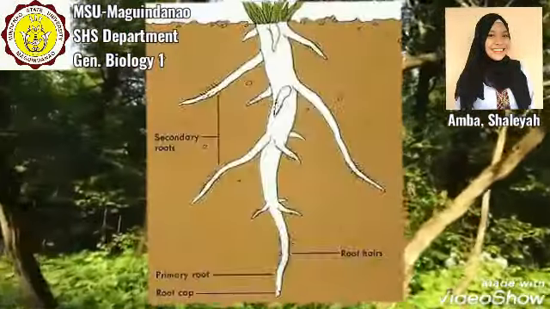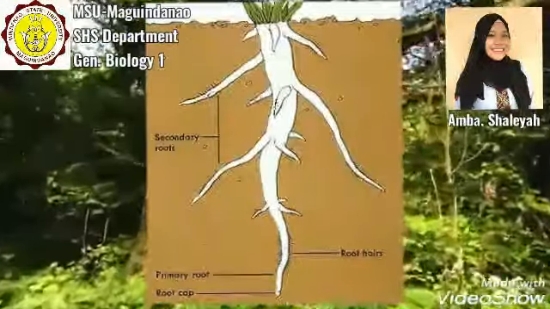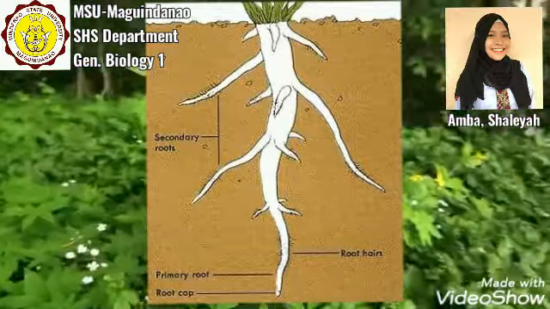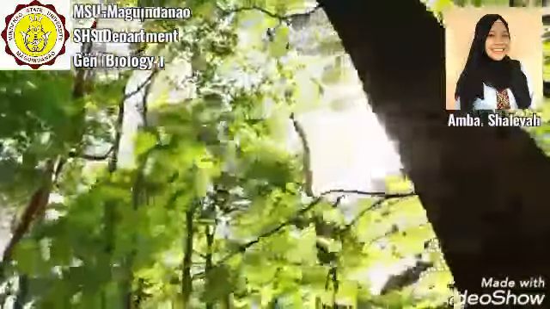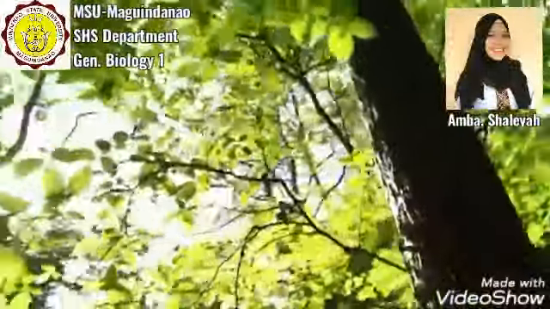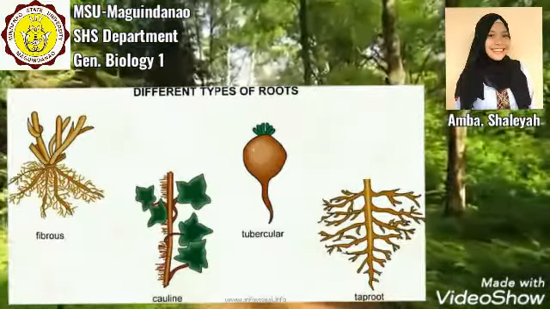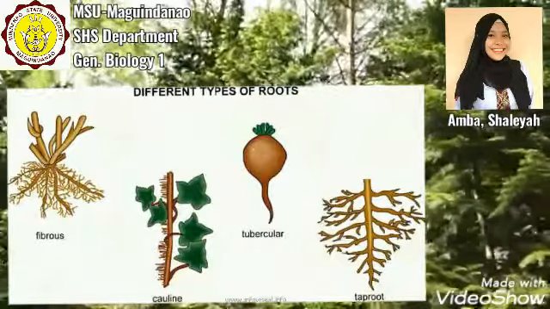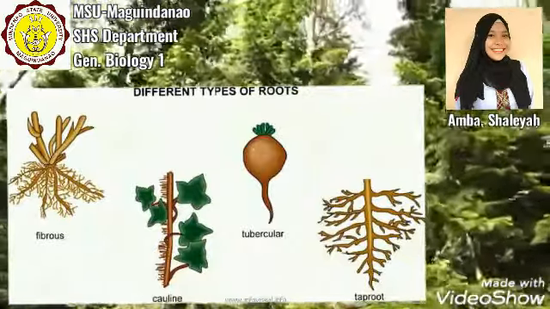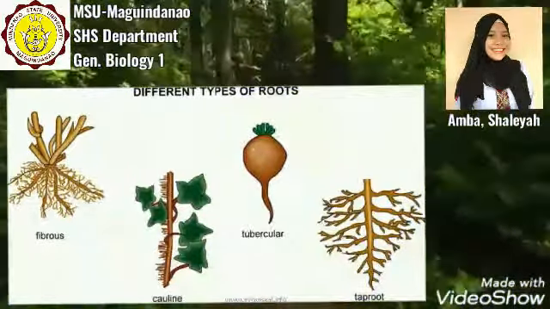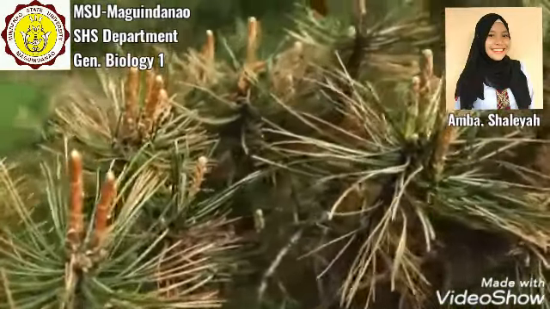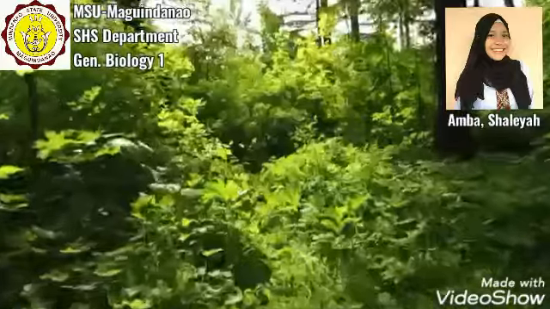Let's proceed to the parts of the roots. Here we see the secondary roots, the root hair, the primary root, and the root cap. Here are some different types of roots. We have the fibrous, the caulin, the tubercular, and the taproot.